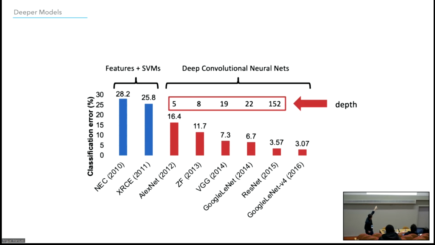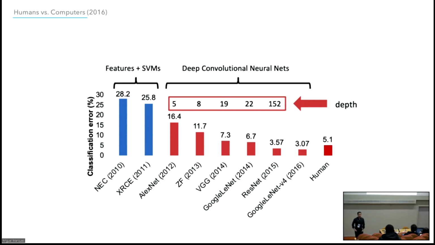And as the years progressed, all of the winners were convolutional neural networks. And an important thing is that depth kept increasing. So more and more techniques were used to be able to have deeper and deeper networks.